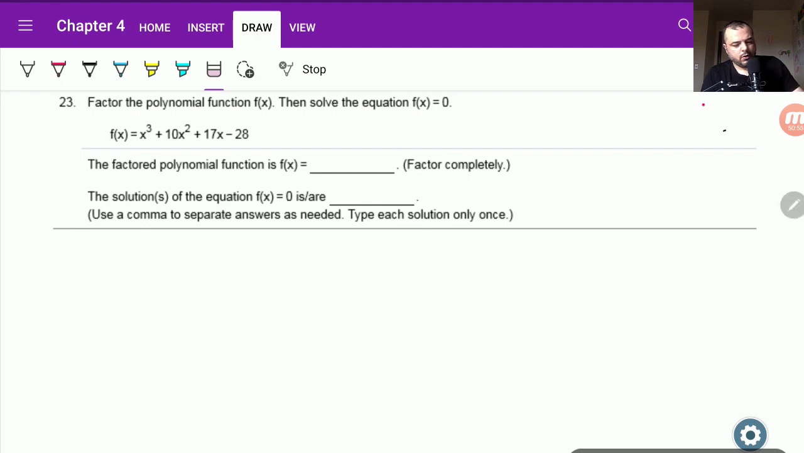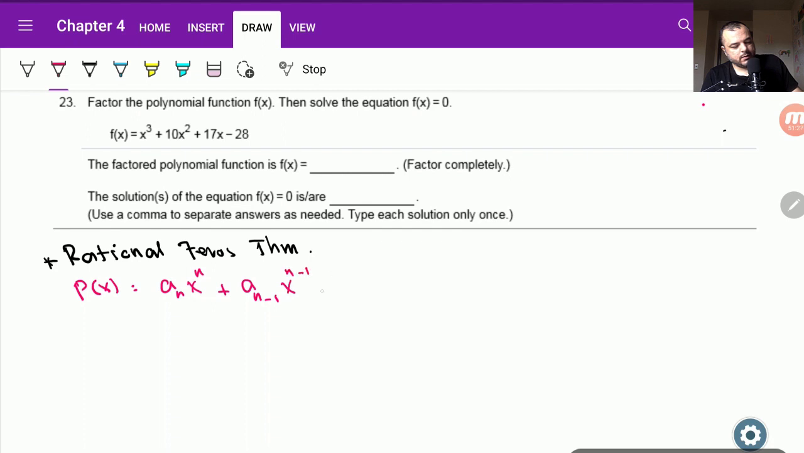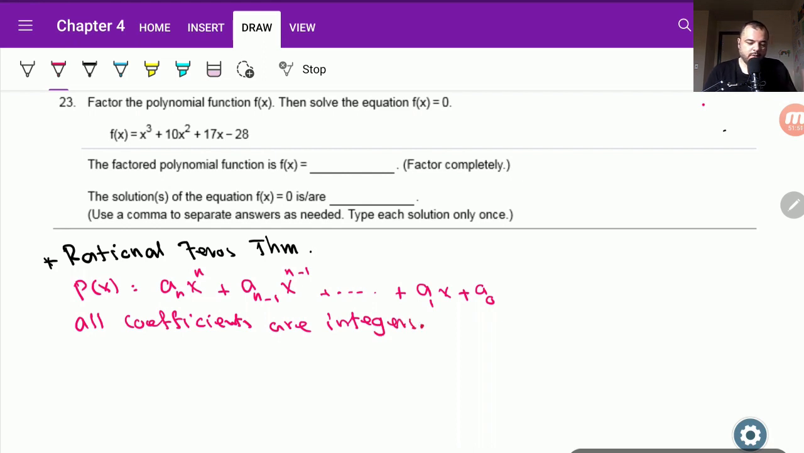So recall something. Recall the rational zeros theorem. What does the rational zeros theorem say? It says, let p of x equal a_n x to the power of n, plus a_(n minus 1) x to the power n minus 1, plus, up to, a_1 x plus a_0. And all coefficients, this is very important, all coefficients are integers, whole numbers, positive or negative.